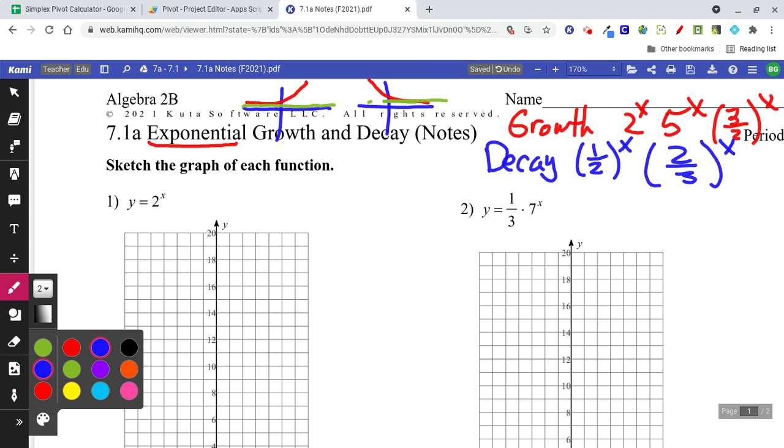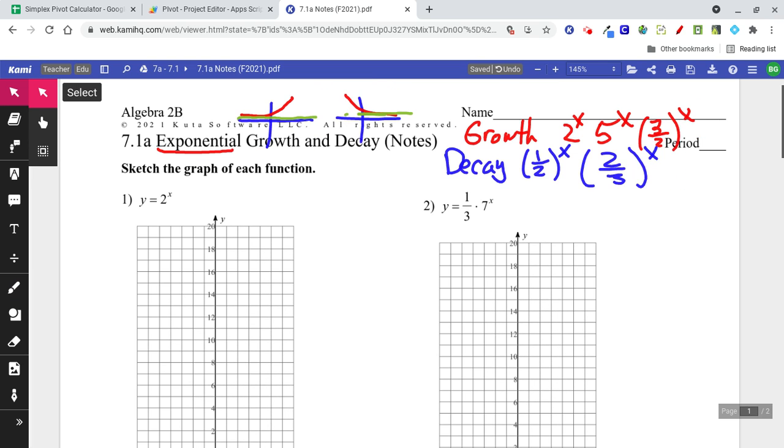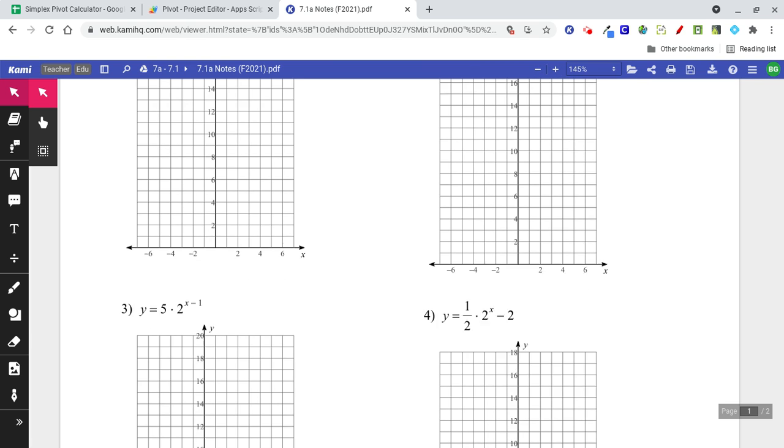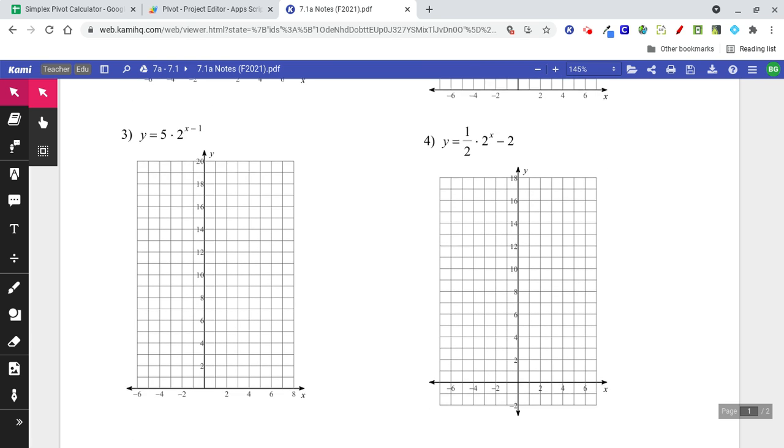So look at all of the problems on this page. They're all growth problems. You're like, well, look at number 2. Number 2 has a fraction on it, 1/3. But that 1/3 doesn't have an exponent on it, right? What number has the exponent on it in problem number 2? 7. Bigger than 1. That's going to grow. And right here, number 3, number 4, you've got a lot going on. But specifically, I'm looking at that 2. The 2 is the thing that has the exponent on it, in both of those cases.